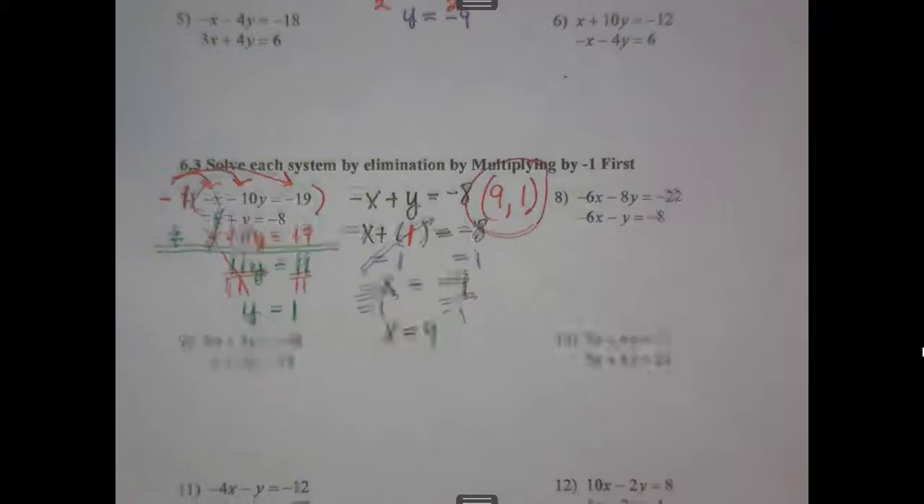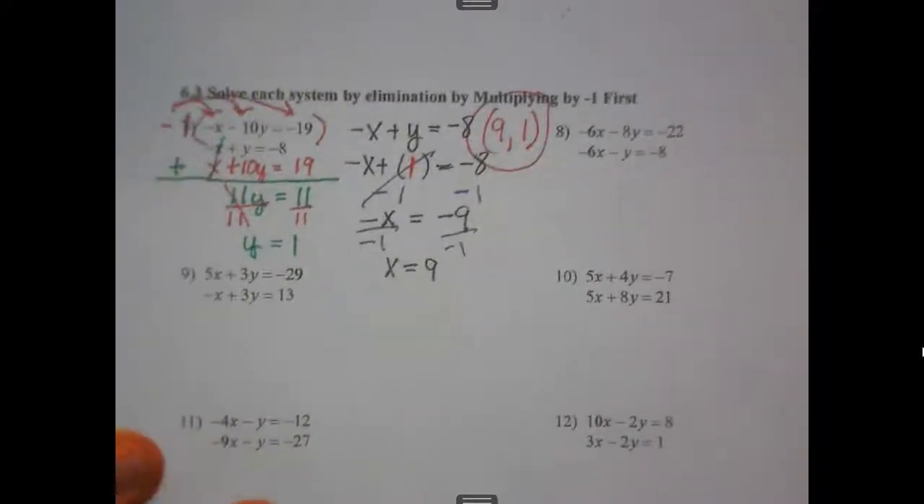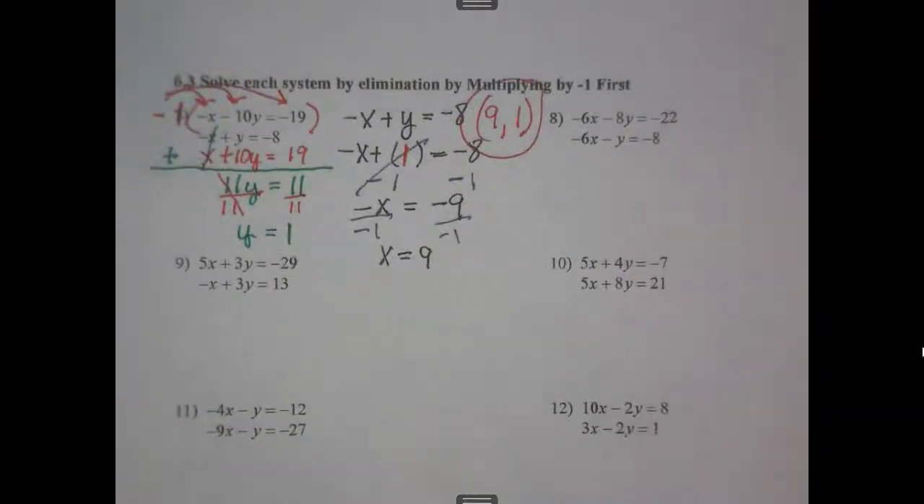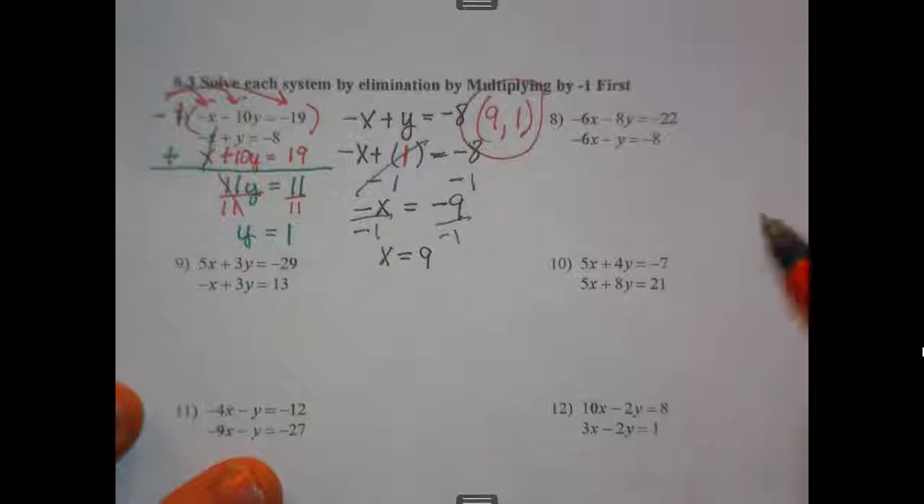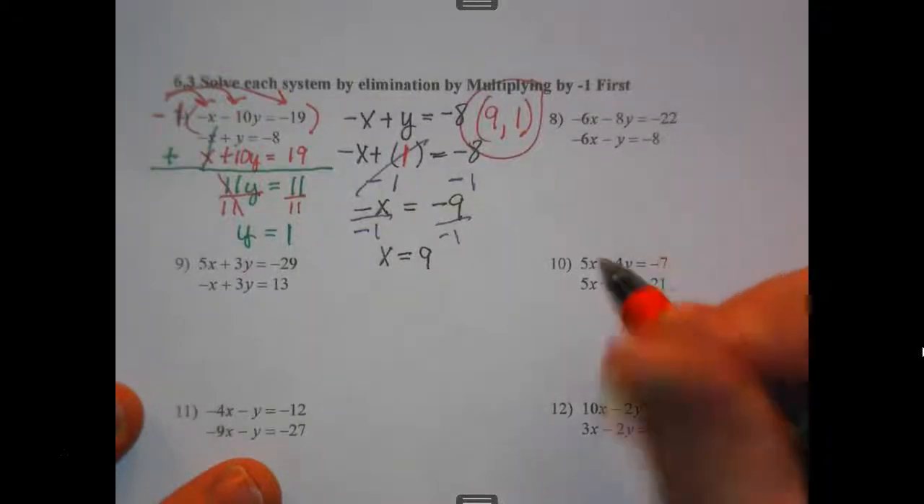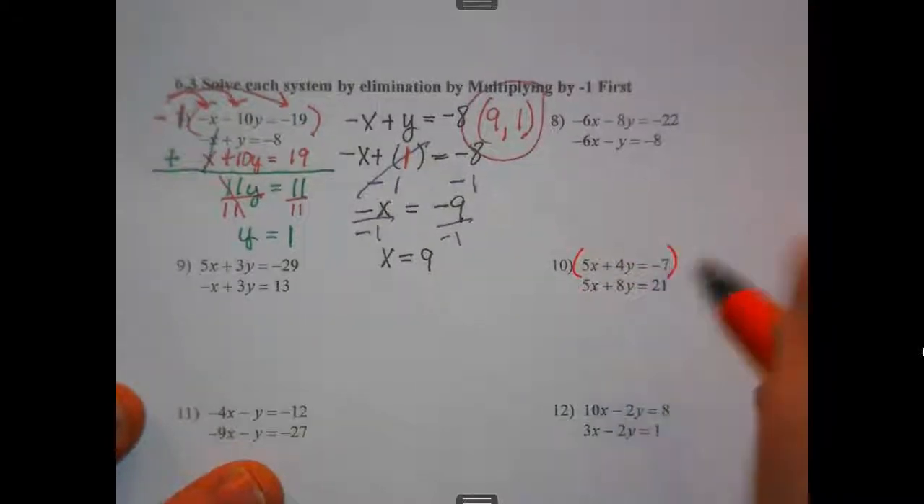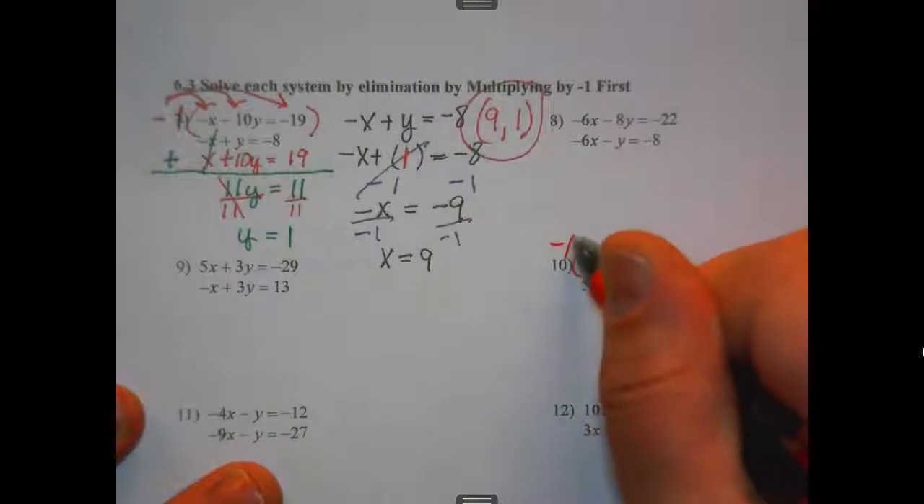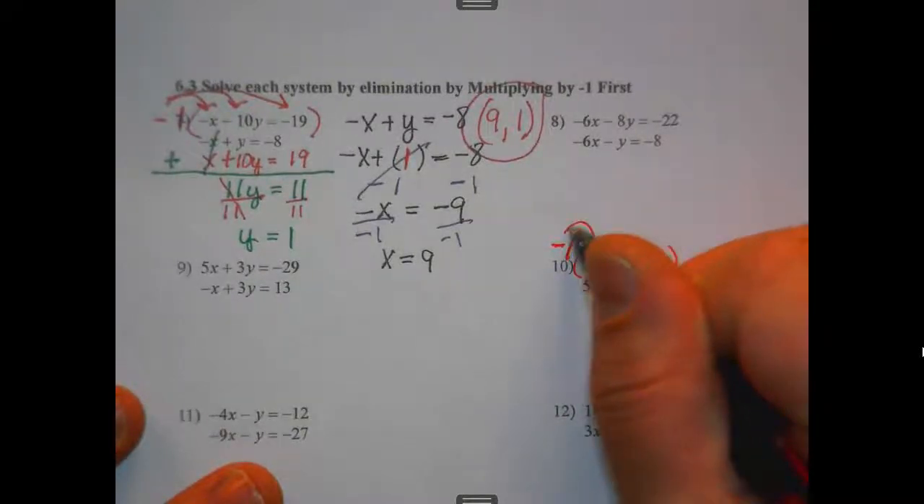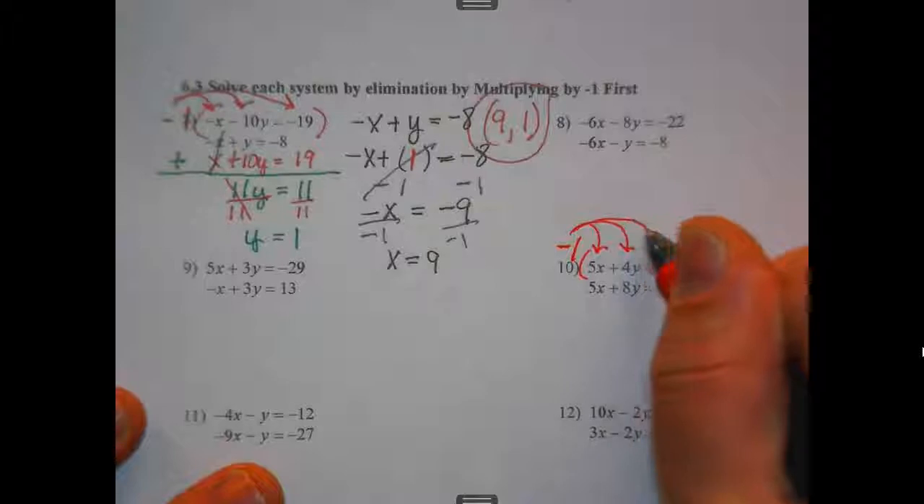And part 2 of 6.3, you had to multiply one of the equations by negative 1, and add them. Okay, let's do number 10. I'm going to multiply the top one, doesn't matter which one really, by negative 1, every term.